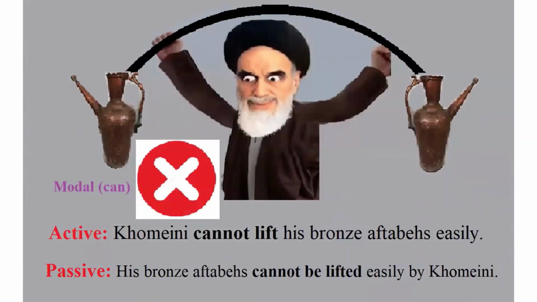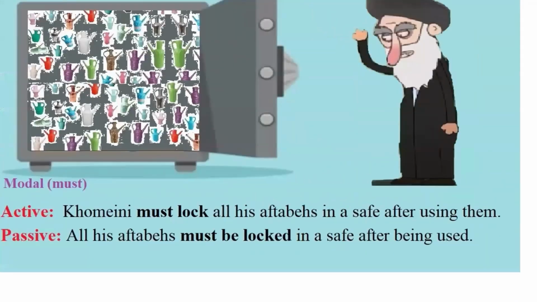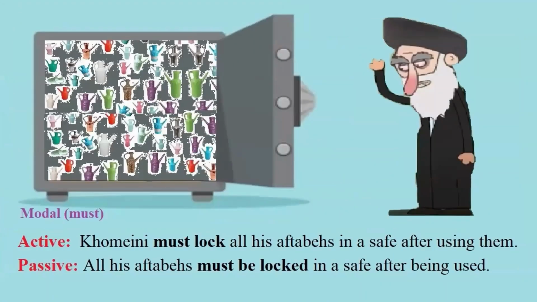Then a modal, okay, so can. Khomeini cannot lift his bronze aftabehs easily. His bronze aftabehs cannot be lifted easily by Khomeini. And the last one, which is a modal must. Khomeini must lock all his aftabehs in a safe after using them. All his aftabehs must be locked in a safe after being used. Yeah, they did not trust their own eyes. Right? So that is how mullahs and of course their guru, Imam of Tabez was.